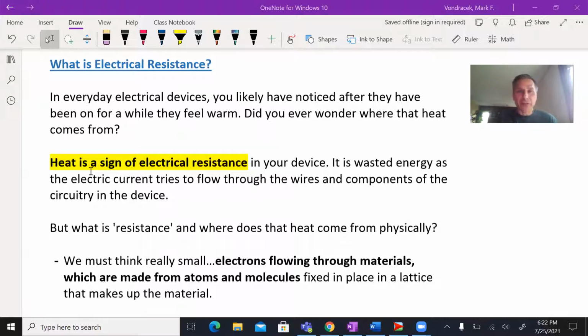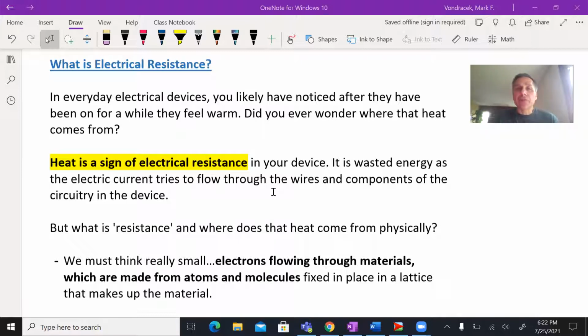Why do electrical things get warm in the first place? That's the sign of this thing that we call electrical resistance. And it's something that all devices have, anything electrical, except for very special cases of things that aren't part of your everyday world, called superconductors, but that's a whole different story. But everyday electronics, they all get warm, they all have this resistance as part of it.